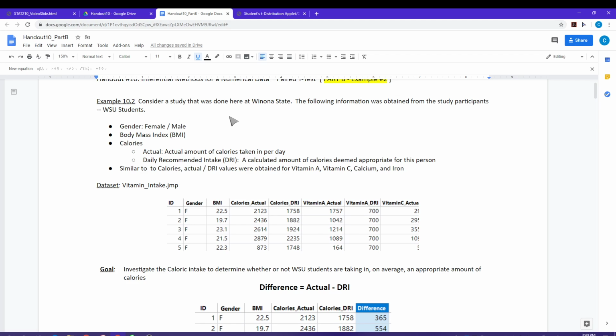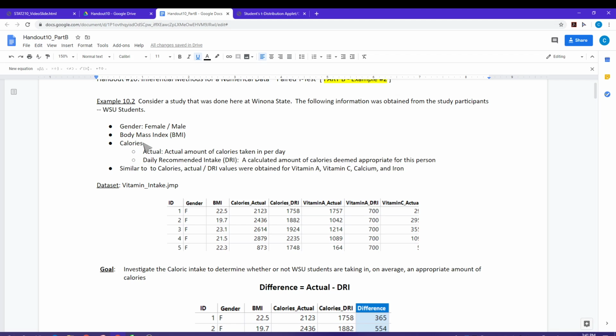Consider a study that was done here at Winona State. The following information was obtained from the study participants, and the study participants were WSU students. This study was actually a biology capstone project. So some of the information in the data set includes the gender, body mass index, and then we have several other variables.